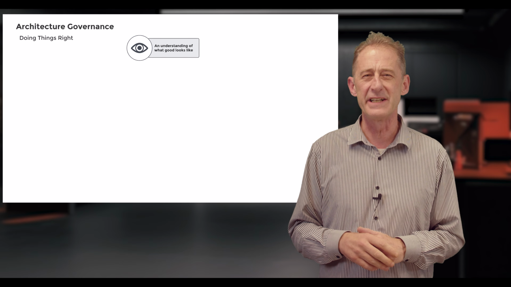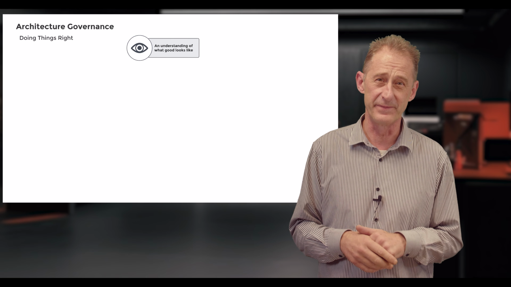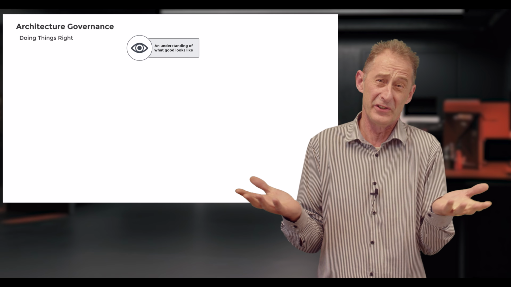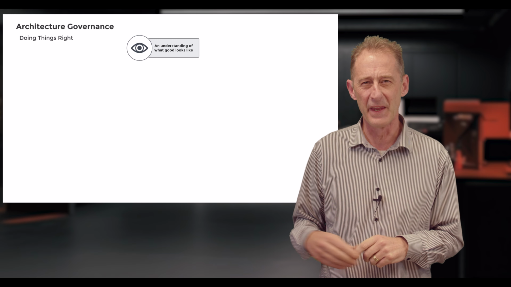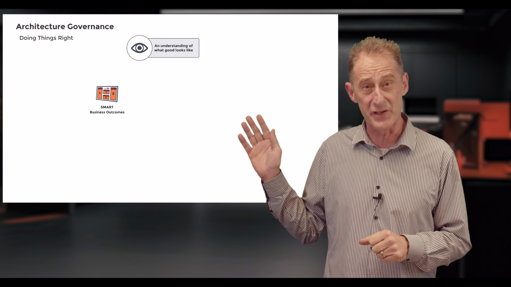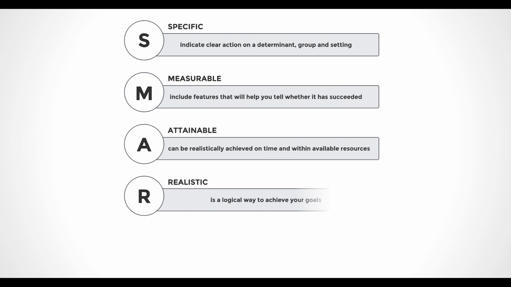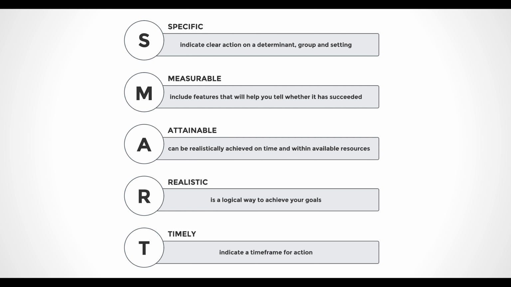The first thing you'll need is a clear understanding of what good looks like. Without it, what are you governing or assuring against? There are two major components to that, and let's go through them. You need a clear set of SMART business outcomes. If you aren't familiar with that acronym, it stands for specific, measurable, attainable, realistic, and timely.